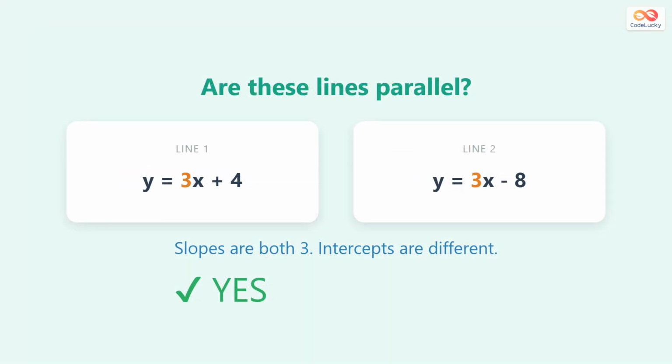Let's test your knowledge. Look at these two equations, y equals 3x plus 4 and y equals 3x minus 8. Are they parallel? Yes, they are. Both have a slope of 3, but they start at different points on the y-axis.